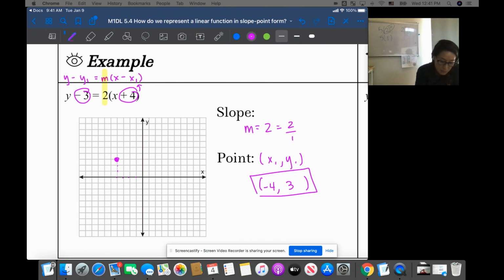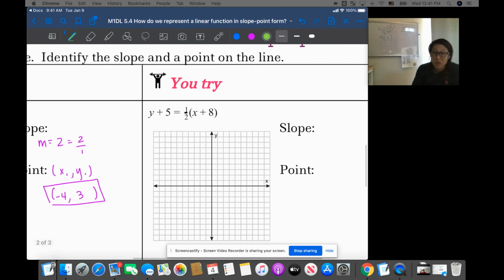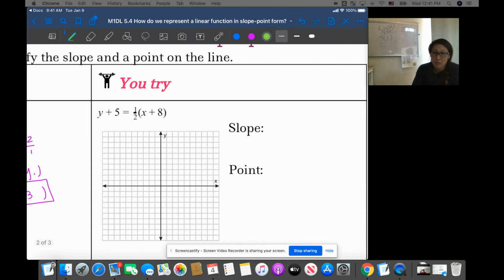So my rise is 2. I'm going to go up 2 to the right 1, up 2 to the right 1, up 2 to the right 1. Okay, or down 2 to the left 1, down 2 to the left 1. Kind of sound like a robot. Down 2 to the left 1. Okay, there we go. So this is the equation of the line. It is okay to write your equation in point-slope form. Sometimes it's actually more useful than writing your equation in slope intercept.